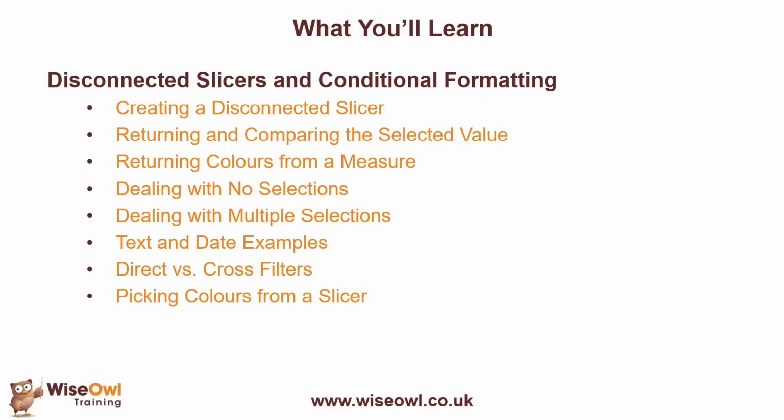model. We'll explain how you can change the measure to return a colour and then use that colour in conditional formatting properties. We'll also explain how you can deal with no selections and multiple selections in the slicer. We'll cover a couple of other examples working with text and date columns and explain the difference between direct and cross filters for the date example.